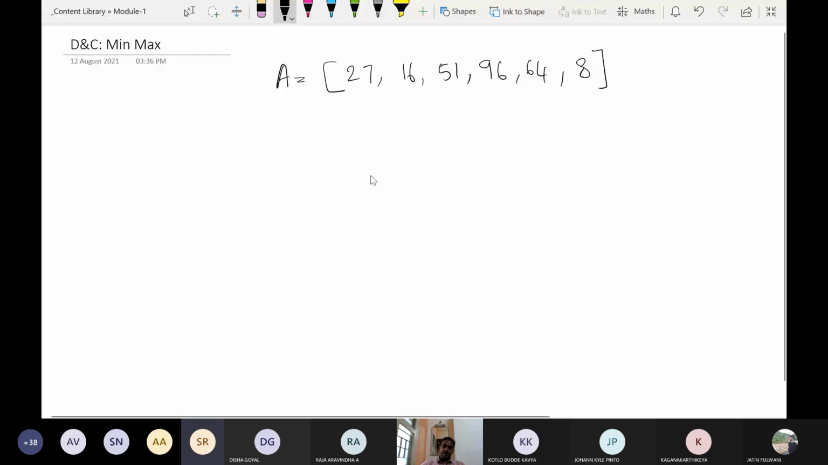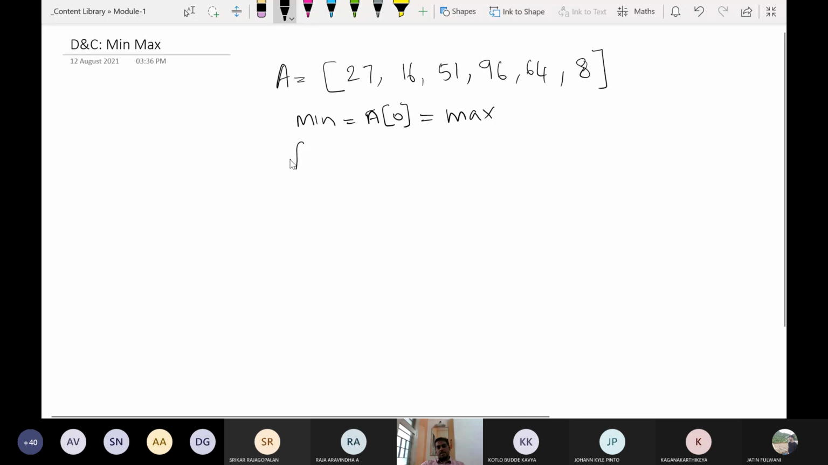We'll initialize a temporary variable called max to the first element of the array, and then we'll run a for loop. If any element of the array is greater than max, then we'll reinitialize max to the greater element. Exactly. This logic is very familiar to you and that is correct.